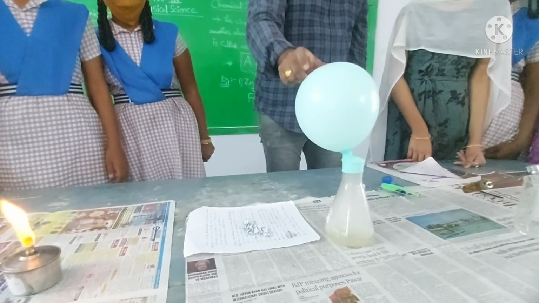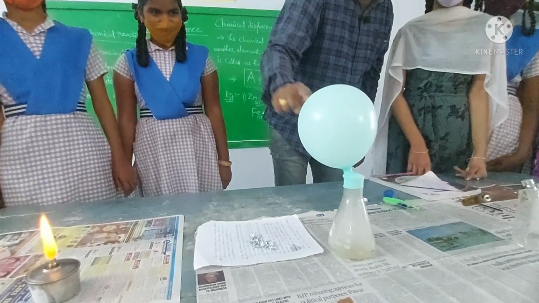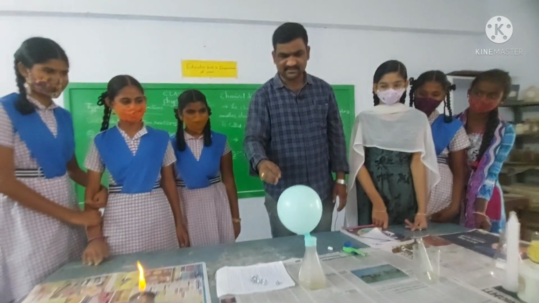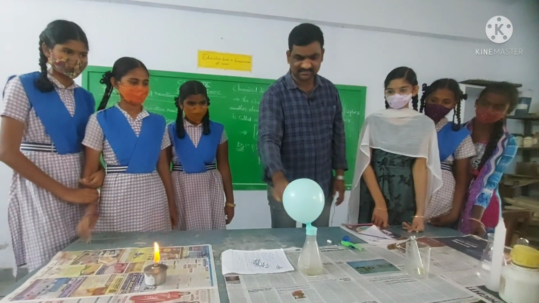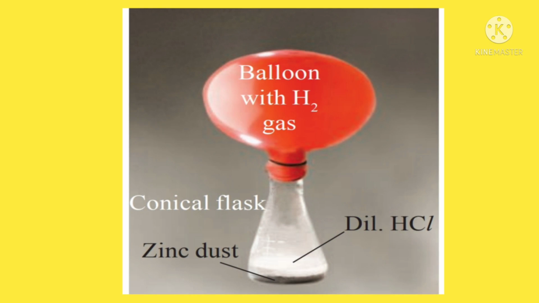So you can observe the experiment setup. Here this balloon is filled with the evolved hydrogen gas. The hydrogen is released in between the reaction of zinc and hydrochloric acid. Children, so already we have taken an empty balloon, but you can observe now it is bulged out. How it is bulged out? The gas. Yes, the gas which is evolved in the reaction is occupied the space in the balloon.